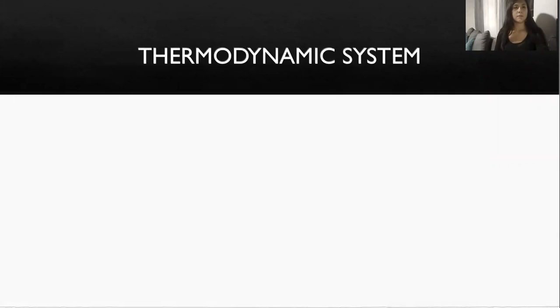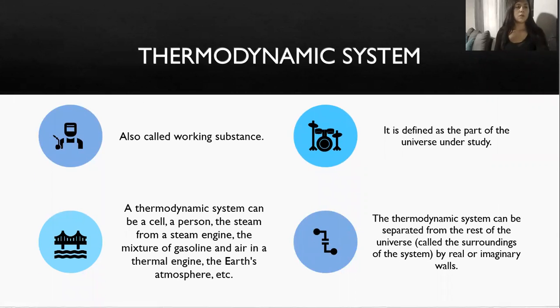Thermodynamic systems, also called working substance. It is defined as the part of the universe under study. A thermodynamic system can be a cell, a person, the steam from a steam engine, the mixture of gasoline and air in a thermal engine, the Earth's atmosphere, etc. The thermodynamic system can be separated from the rest of the universe, called the surroundings of the system, by real or imaginary walls.